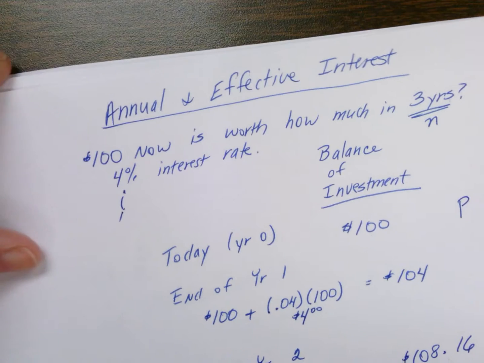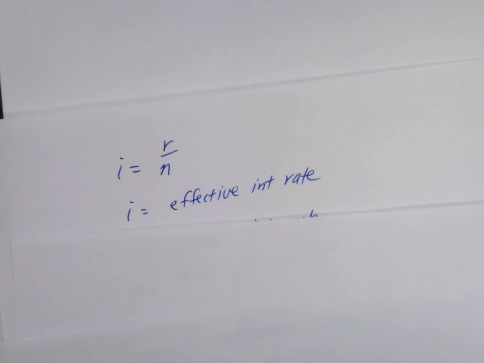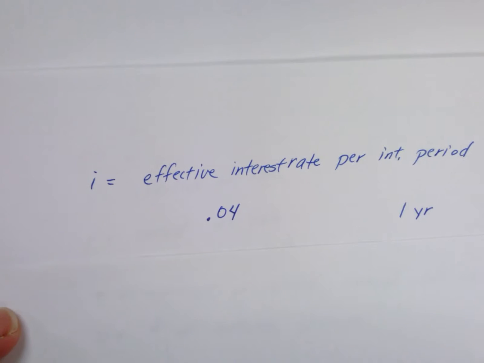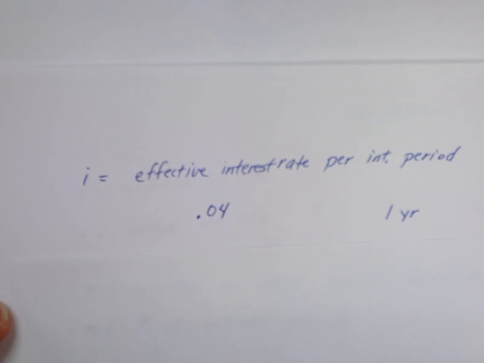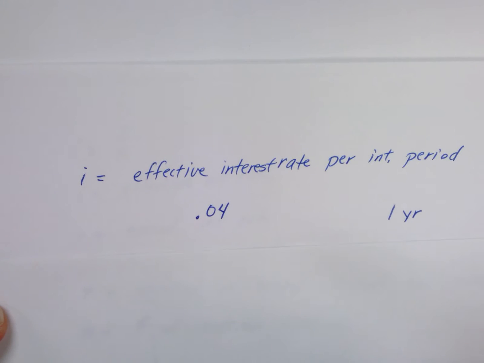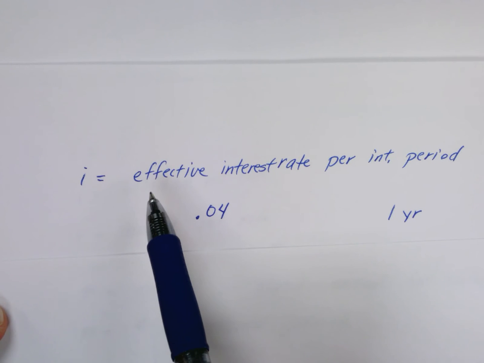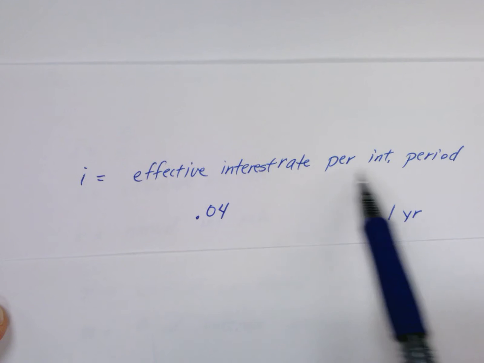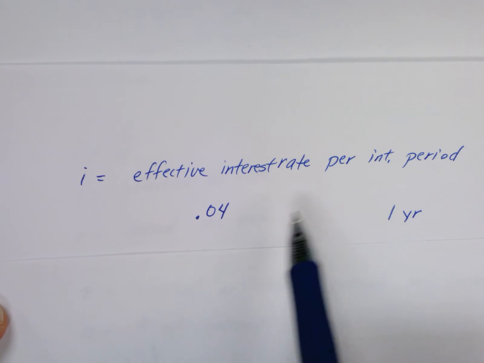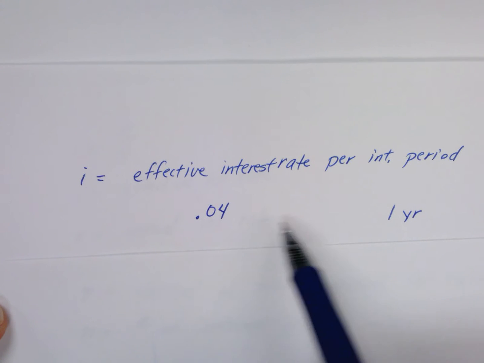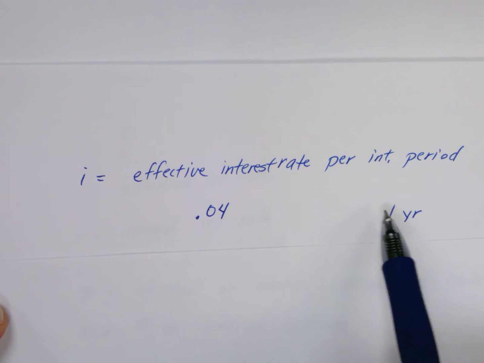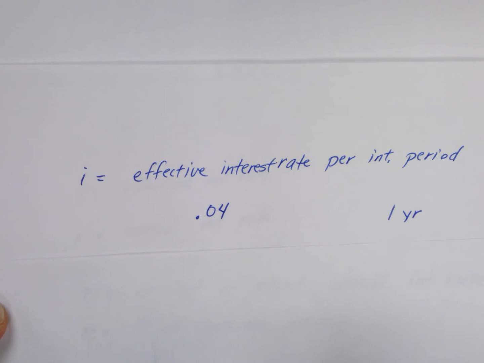All right, let's look at what happens when the interest rate is not annual. So we need to translate an annual interest rate into an effective interest rate. We have 3 letters that we'll be dealing with, variables. I stands for the effective interest rate per interest period. In the example we just did, the interest rate was 4%, the interest period was 1 year at a time, and the investment would earn a rate of 4%.